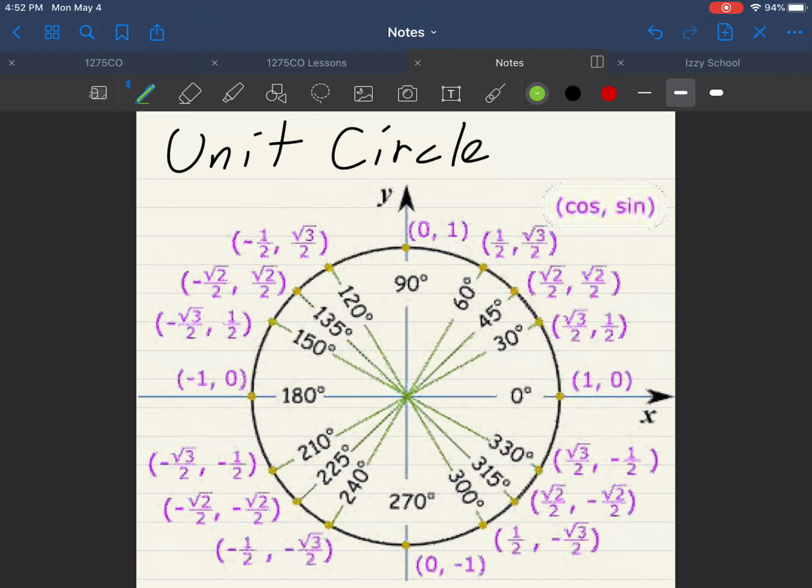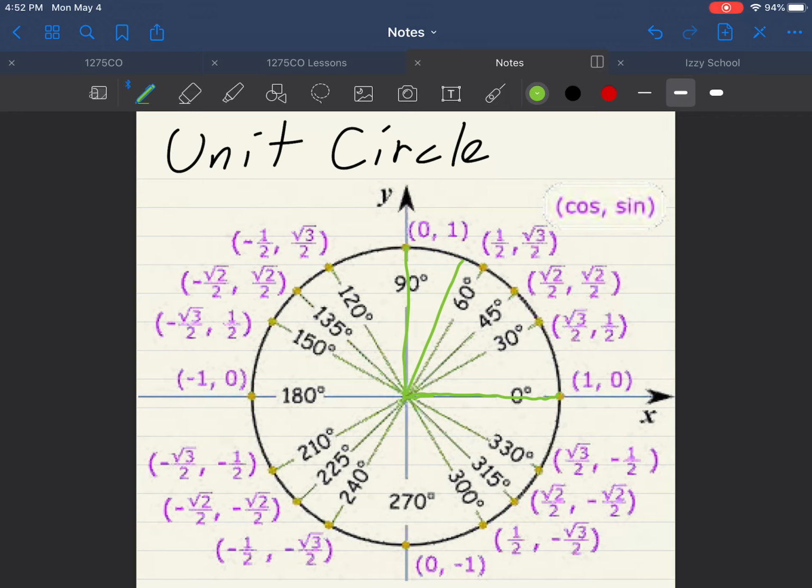Talking about the unit circle right now. Here is a diagram of the unit circle. It is defined as a circle on top of an XY axis with a radius of 1 unit in length, right? That means all of these lines that I'm drawing are 1 unit in length.